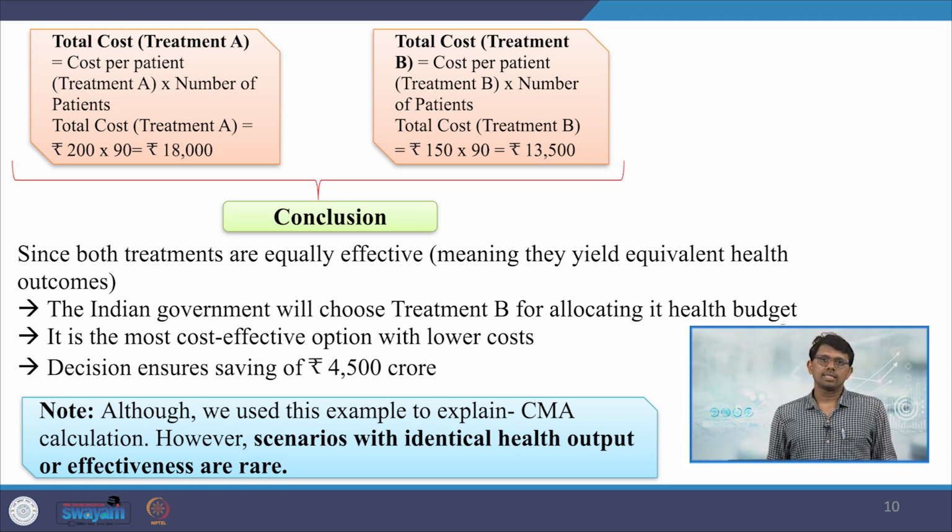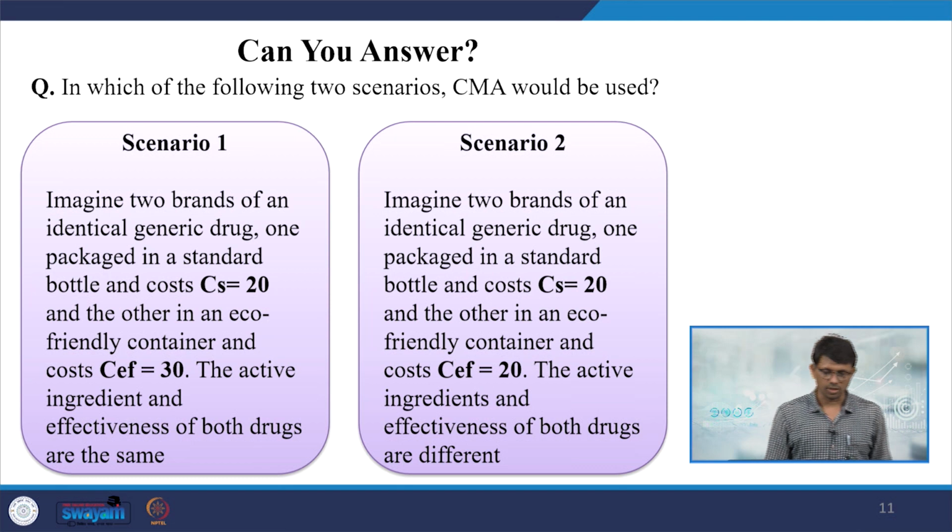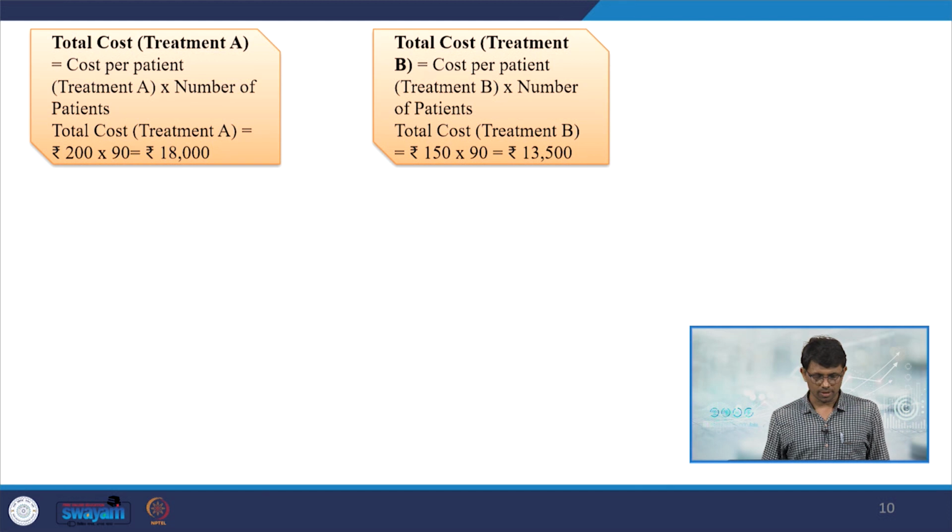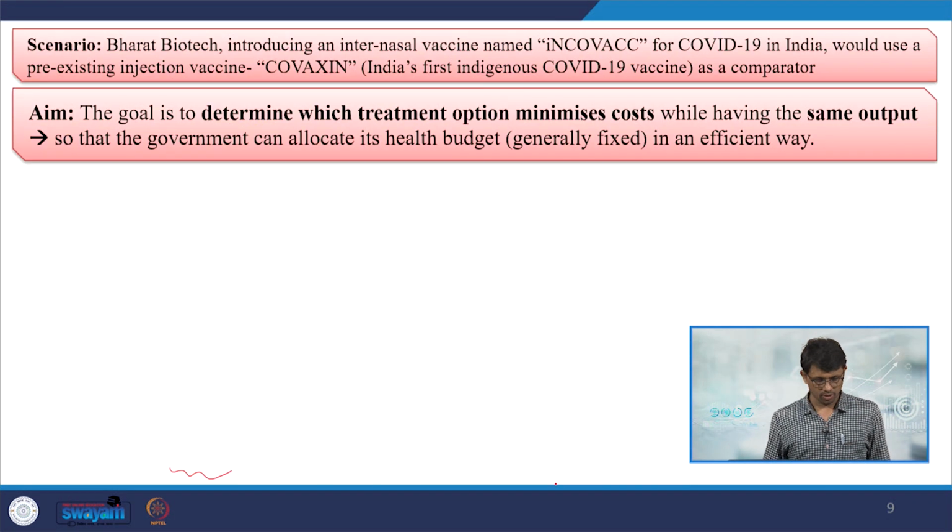Although we use this example to explain CMA, scenarios with identical health output or effectiveness are really rare, since we started with the assumption that the output is identical. Okay. So, now we can answer in another scenario as well. In which of the following two scenarios would CMA be used? So, you can just have a check once again at what we just said.